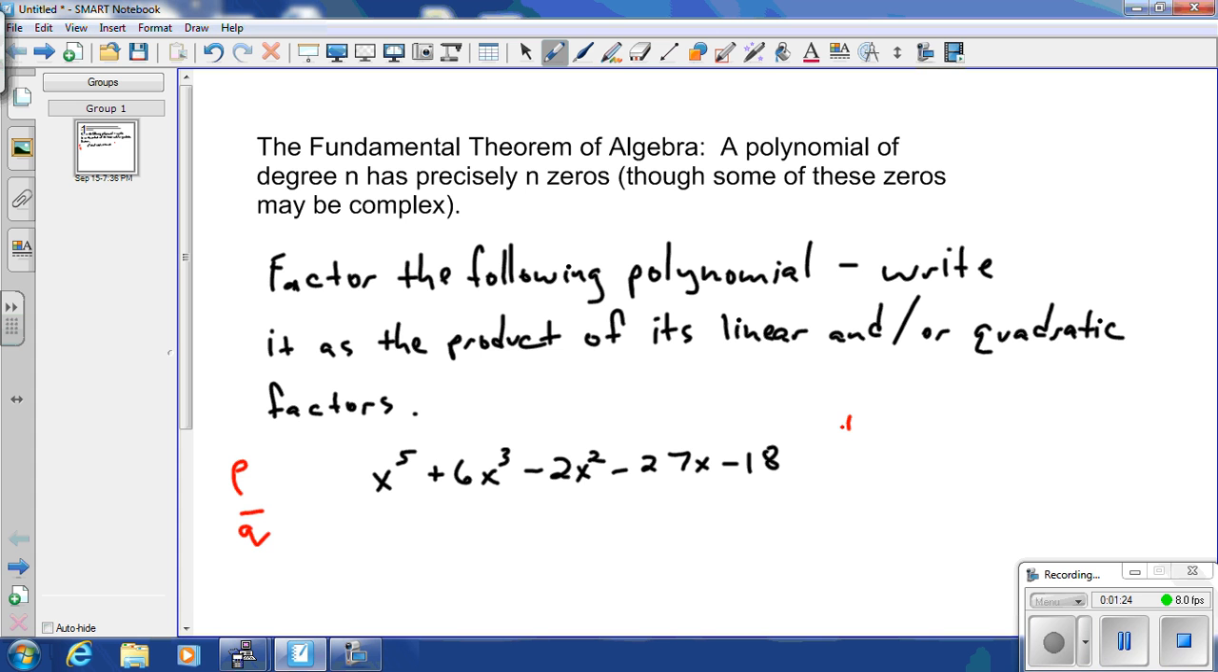So we have plus or minus 1, plus or minus 2, plus or minus 3. These are all factors of 18. Plus or minus 6, plus or minus 9, forgot the minus there, and plus or minus 18. And we could sit here and do synthetic division and try these until we found one that works. Well, some would call it cheating, but I really don't think it is.